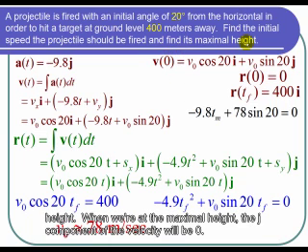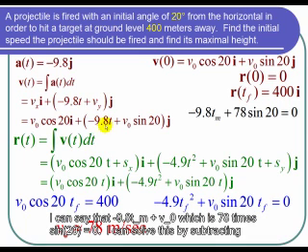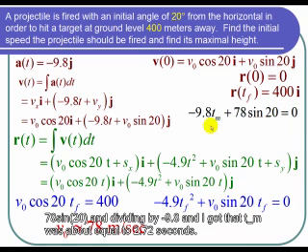Now I just need to find the maximal height. But when we're at the maximal height, the j component of the velocity will be 0, because that means it goes up and then it goes down. So I can plug in t maximal and get 0. So I can say that negative 9.8 times t maximal plus v naught, which is 78, times sine of 20 degrees is equal to 0. And I can solve this by subtracting 78 sine of 20 and dividing by negative 9.8. And I got that t maximal was about equal to 2.72 seconds.